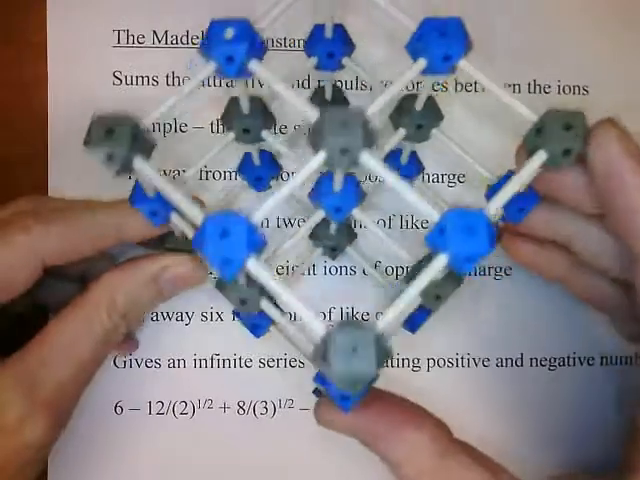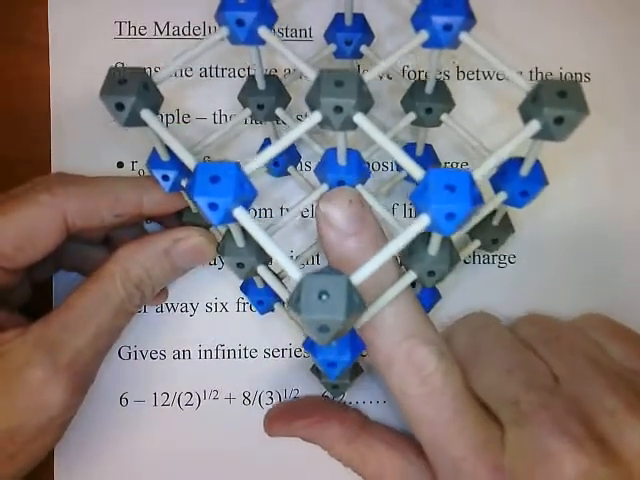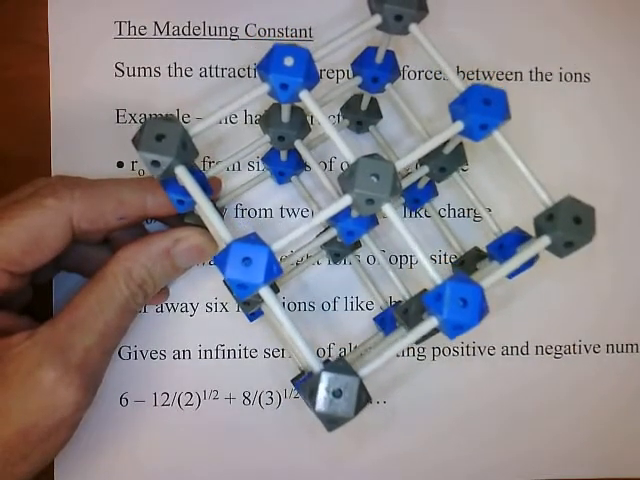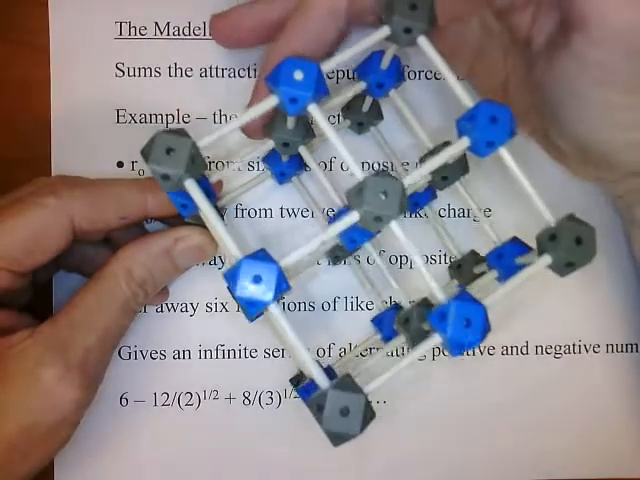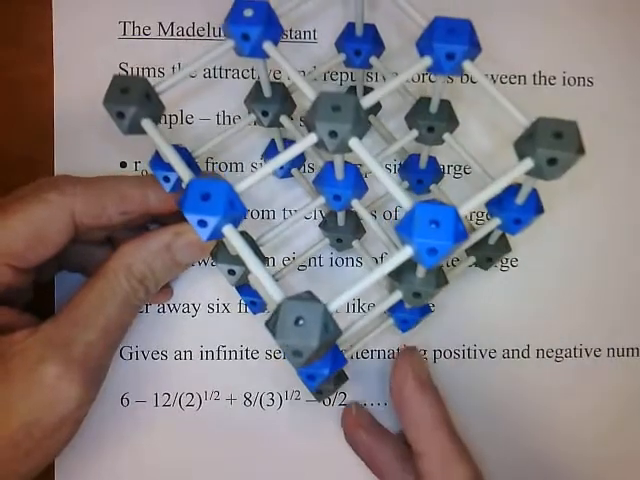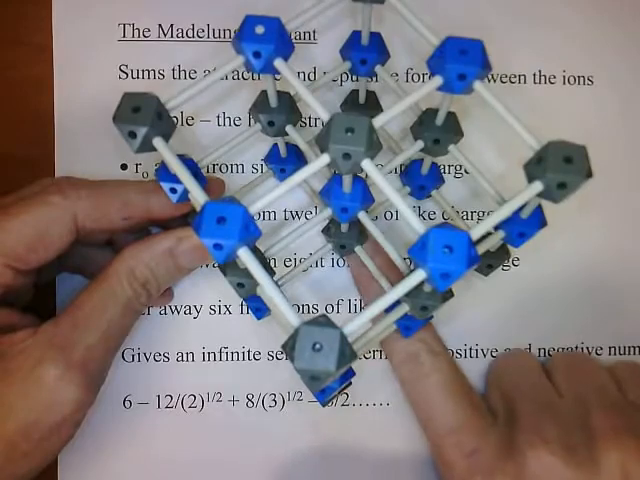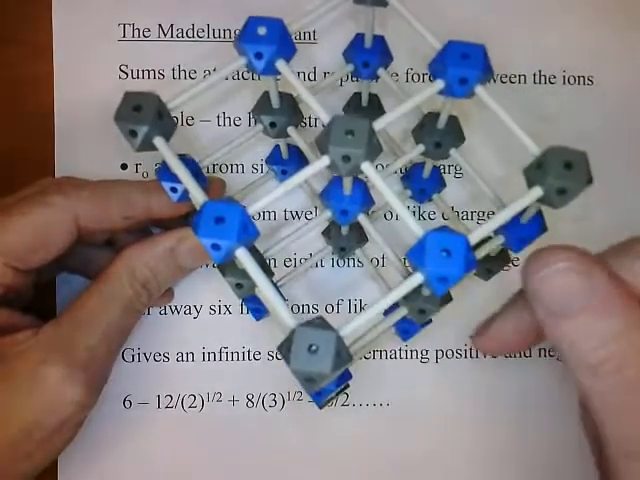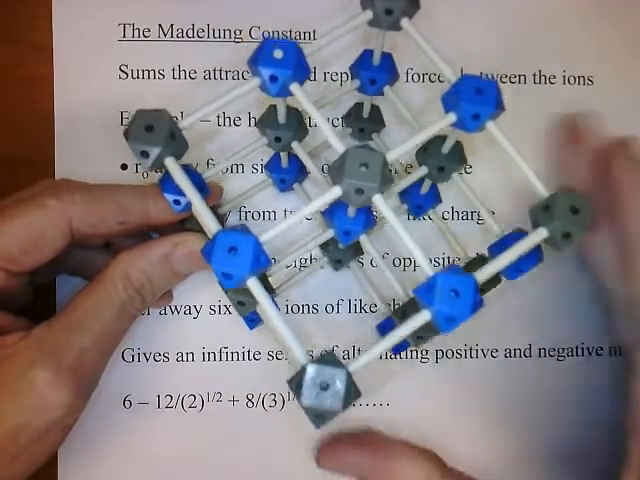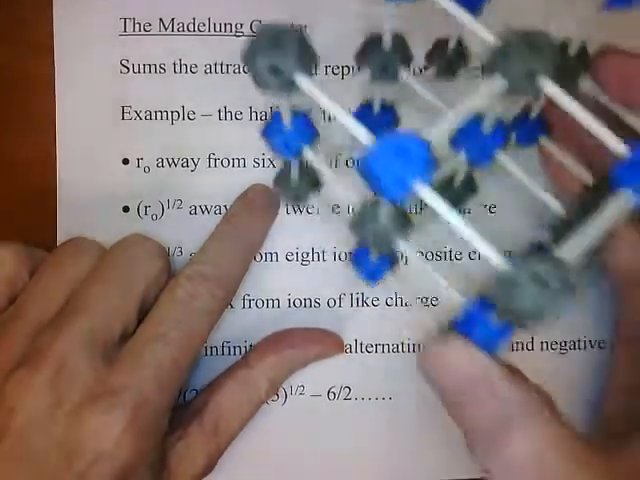So here's a halite model. Let's look at the one in the middle here. It's surrounded by six of the other type. So it would be surrounded by this one back here, this one here, this one here, this one here, this one here, and this one here. One to the back, one to the front, one to the right, one to the left, one to the top, one to the bottom. Each ion is surrounded by 6 ions of the opposite charge.